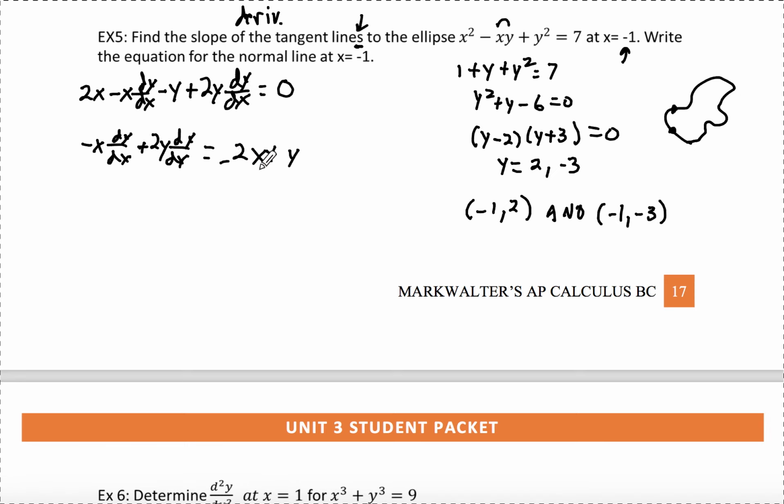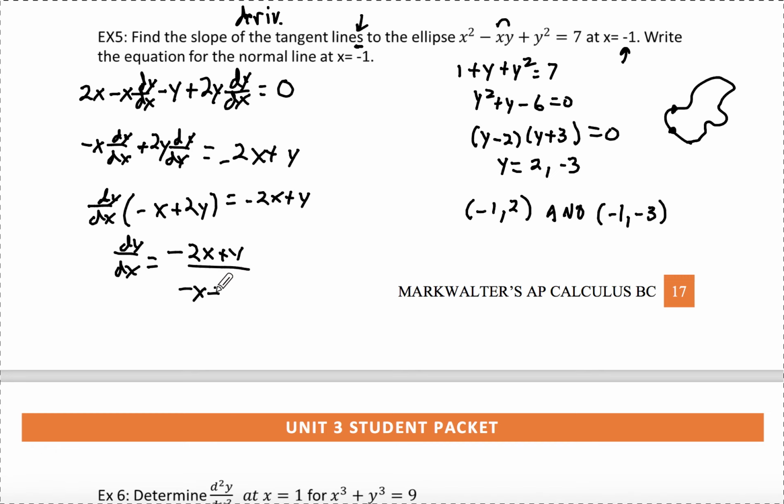It's minus 2x. I added y to the other side. I can factor out my dy/dx. That leaves me with negative x plus 2y, equals negative 2x plus y. Sorry about that. So I factor out dy/dx. I'm going to divide my quantity to the other side, so I now have dy/dx equals negative 2x plus y over negative x plus 2y. All right, there we go.